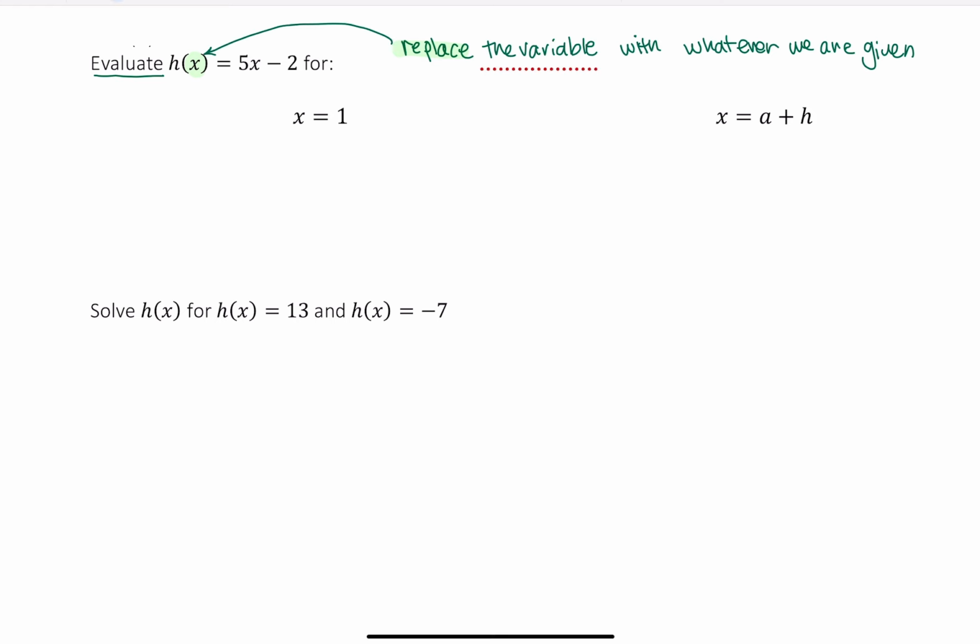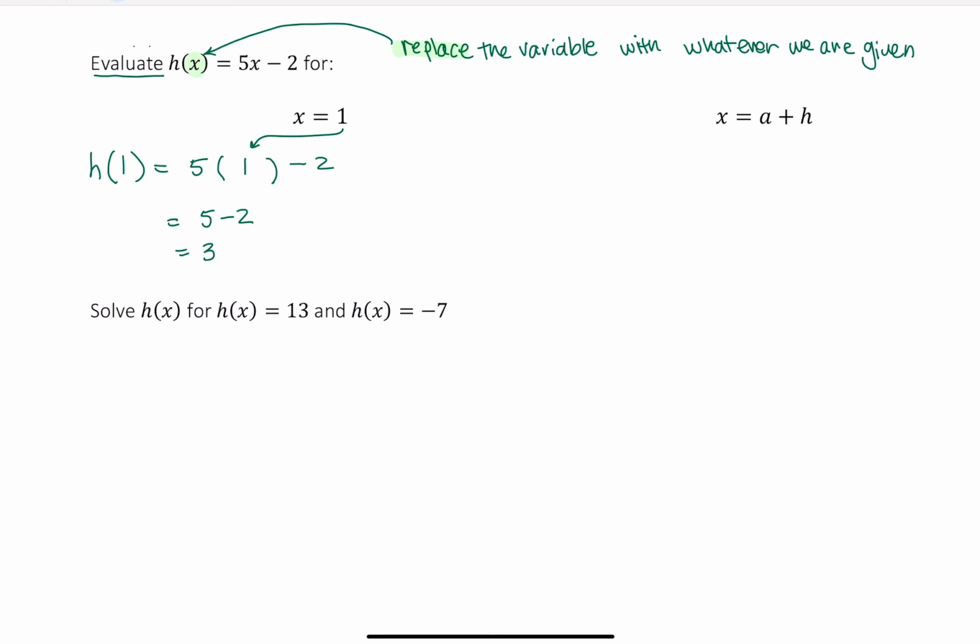So for the first one, we're given x equals 1. So I'm going to write h parentheses, and I'm not going to write x equals 1. I'm going to write just 1. h of 1 equals 5, and then instead of x, I'm going to put parentheses and put that 1 in there, minus 2. Alternatively, let me show you this way. We're going to do 5, and instead of writing anything down first, we're going to just put the parentheses. And now in that parentheses, we're going to replace it with the 1. So this is 5 times 1 minus 2. This is equal to 3.